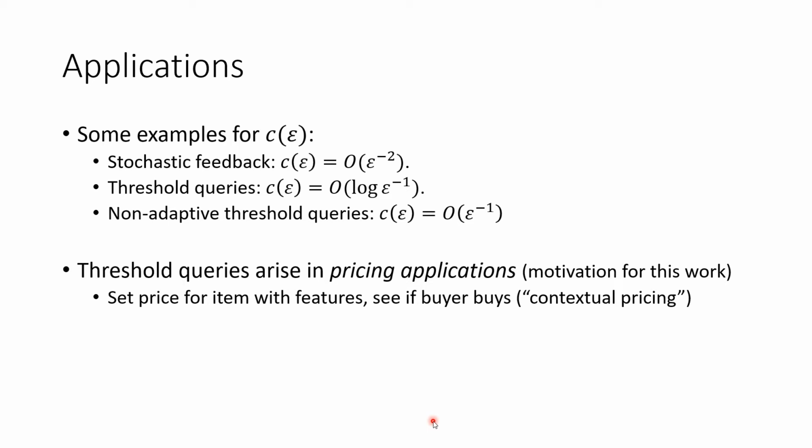And importantly, threshold queries arise naturally in pricing applications, which was the motivation for this work, where the idea is there's an item, it has some features. Based on these features, you can set a price for the item, and then you can see if a buyer buys it. And in the operations research literature, this sort of model is known as contextual pricing.